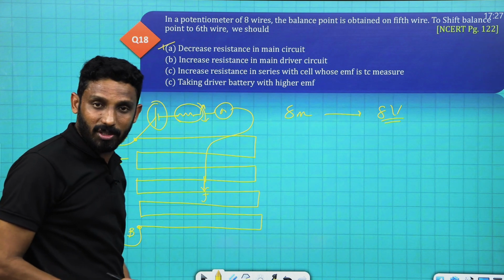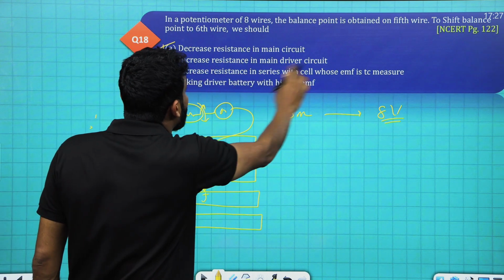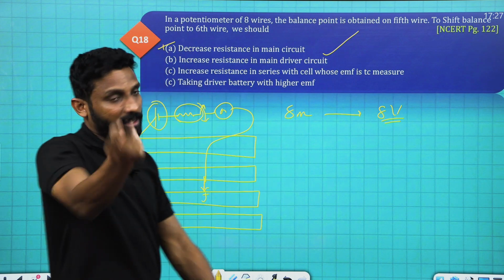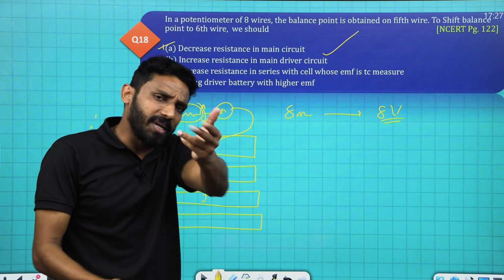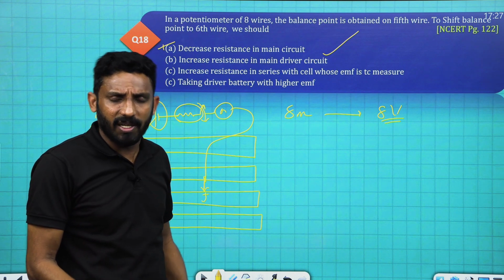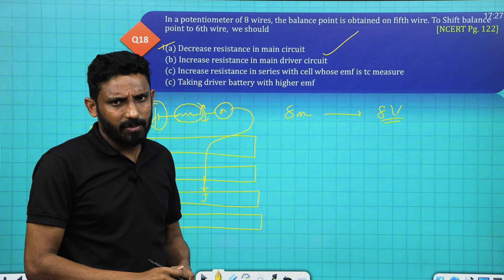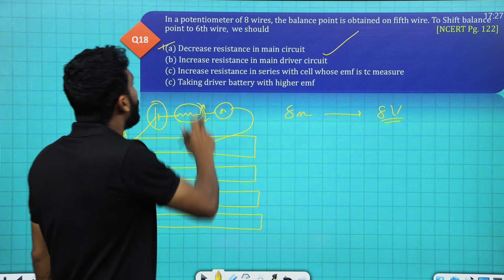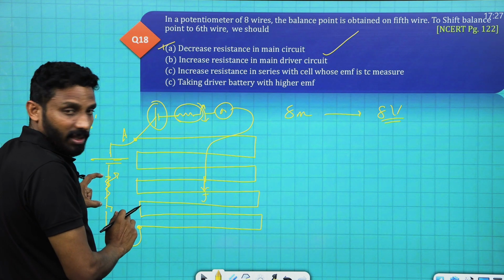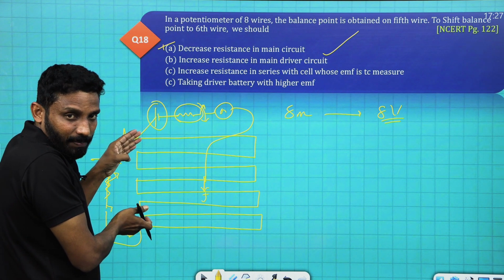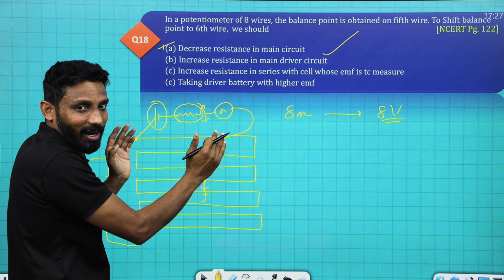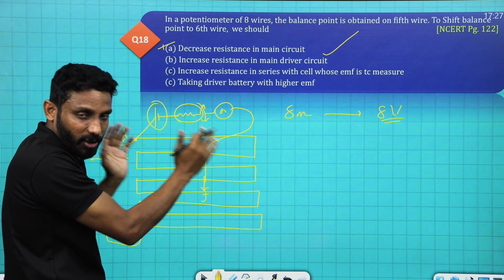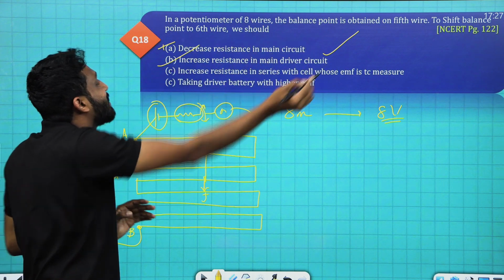I think you understood. Then increase the resistance in the main driver circuit is the answer, because these two statements are contradictory. Then one will be the answer definitely if there is a possibility. Increasing resistance here means decreasing the potential difference here. Then to balance this voltage we require more length. I think you understood the concept of potentiometer. Our answer is this one.